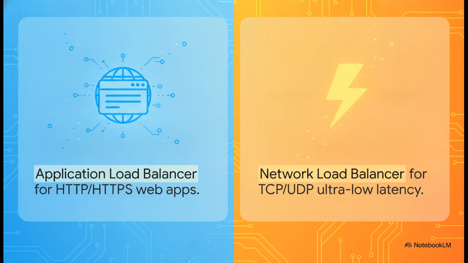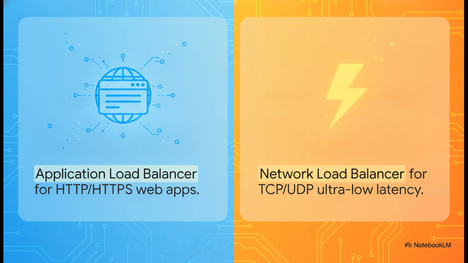But here's the thing. Having multiple servers means you need a way to distribute all that incoming traffic evenly across them. So you have two main types of load balancers you really need to know for the exam. First up is the Application Load Balancer, or ALB. This operates at layer 7. If you see keywords in your exam like HTTP, HTTPS, or path-based routing, for example, sending traffic to /images or /video differently, ALB is your answer. It's the best choice for web applications.